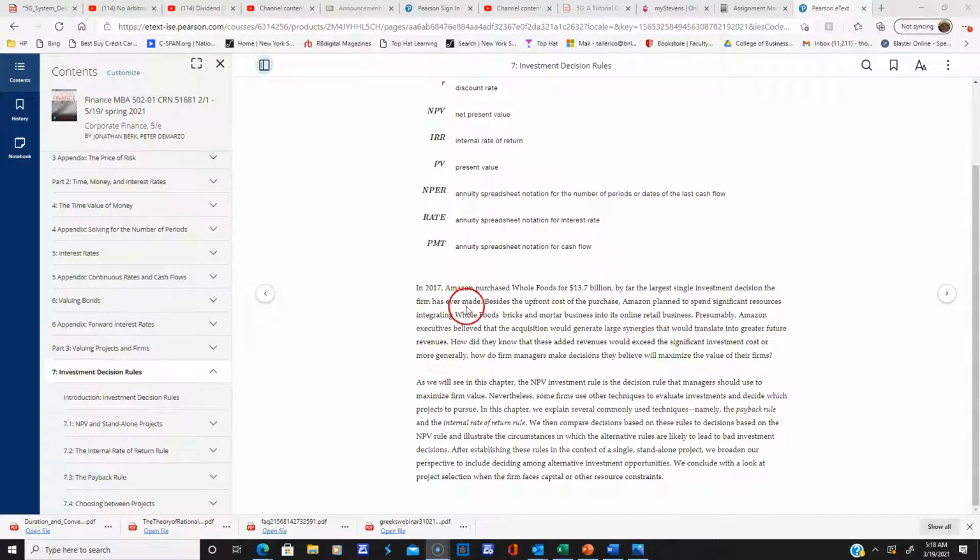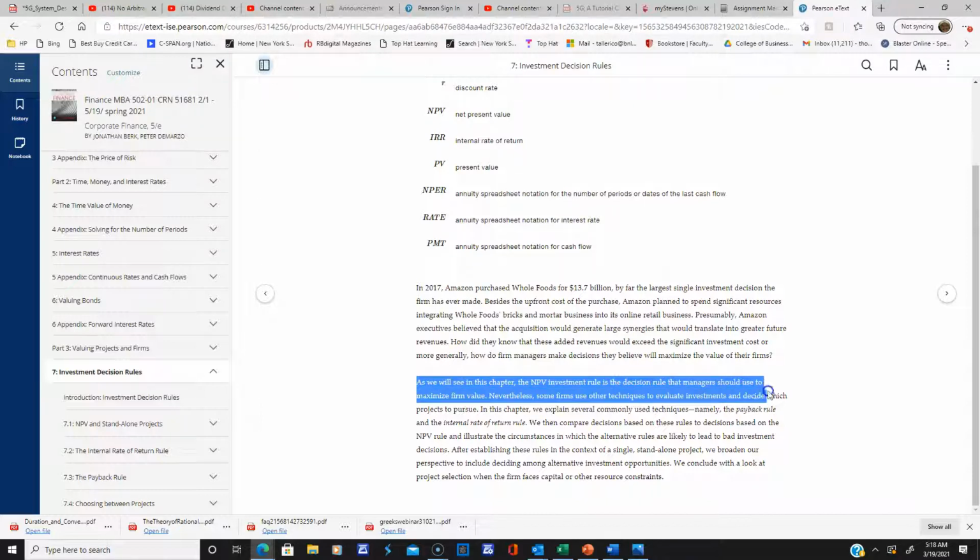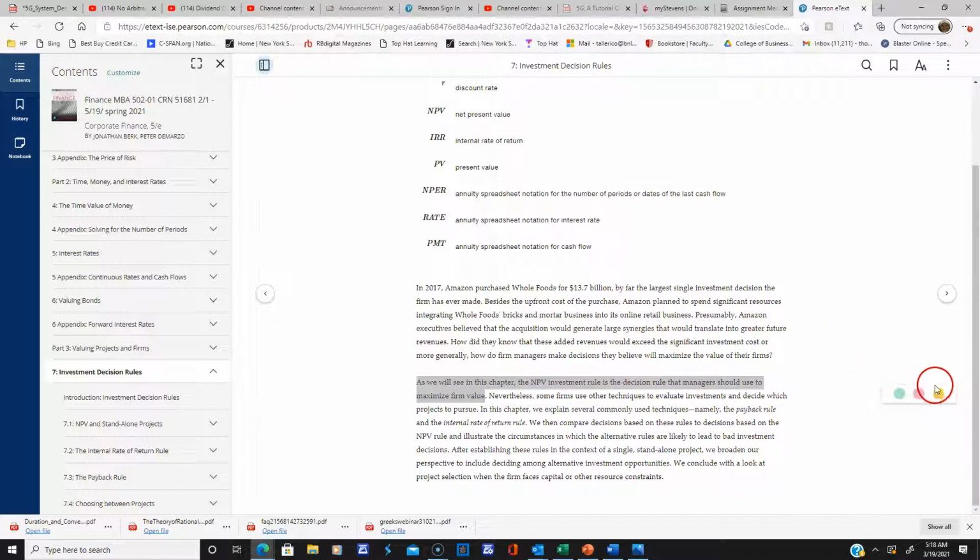I want to do some videos here on Chapter 7. We originally talked about net present value, and we said the net present value investment rule is the decision that managers should use to maximize the firm's net maximum value. And in reality, that is what they use.